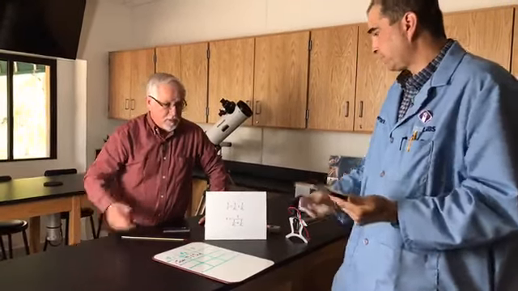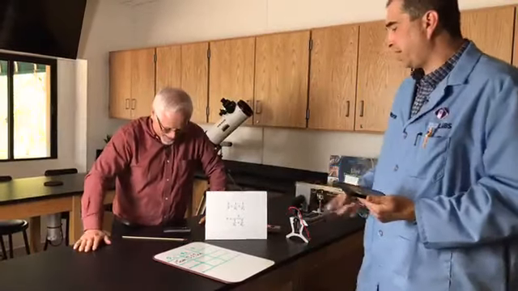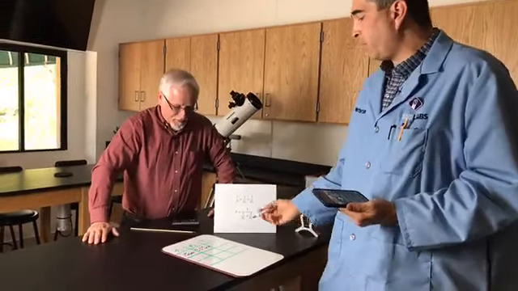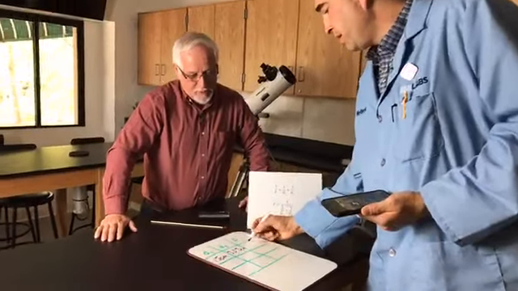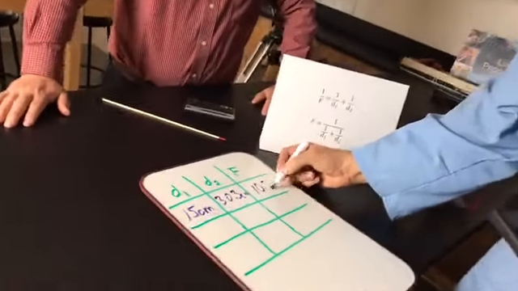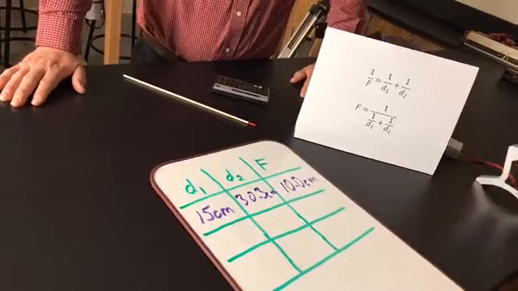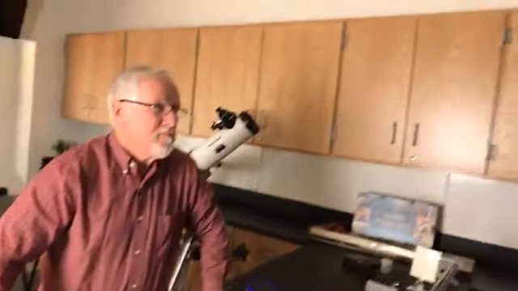Got a value? I already did the whole thing. Oh, you did the whole thing. Yeah. Okay, so he's already done it. And our value for the F, the focal length, comes out to 10 centimeters. 10.0? Yep. Okay.